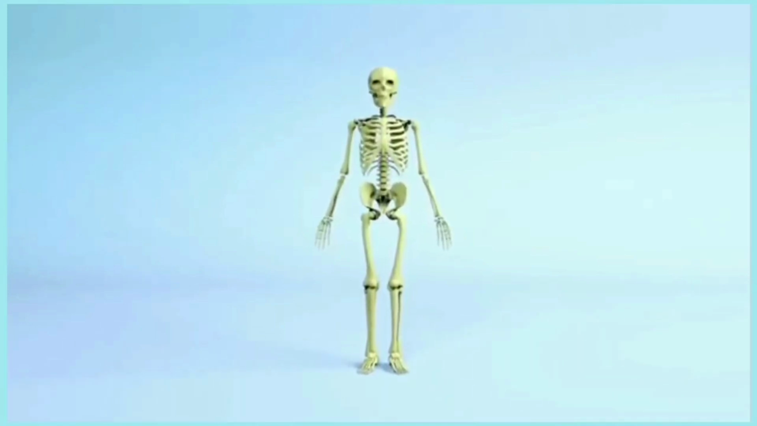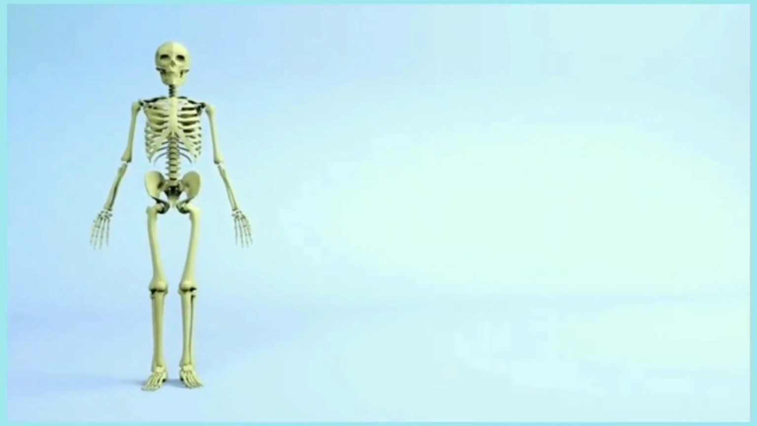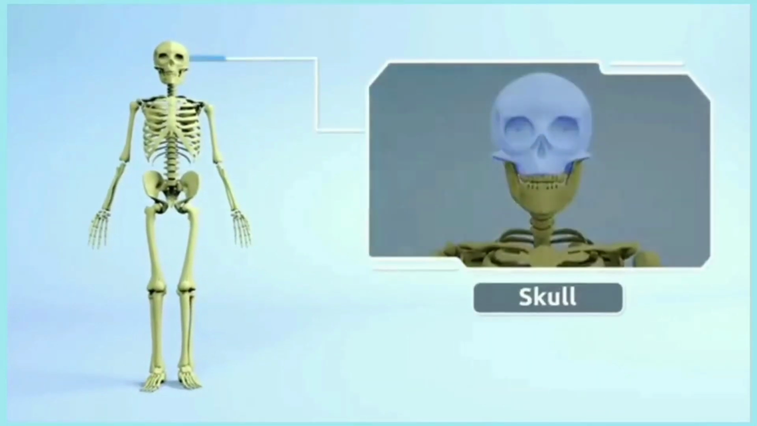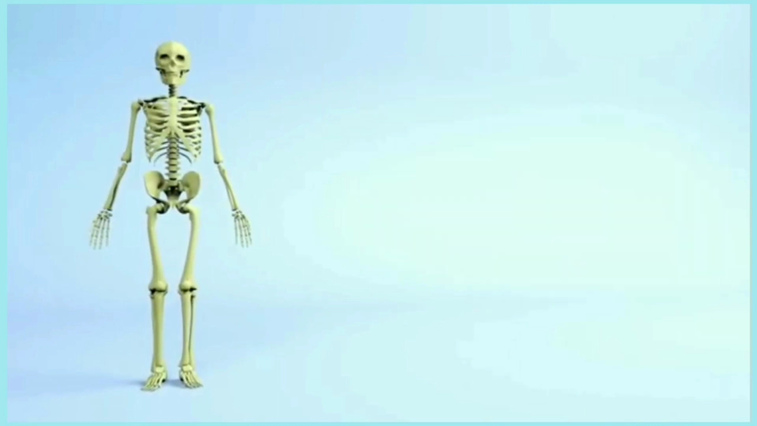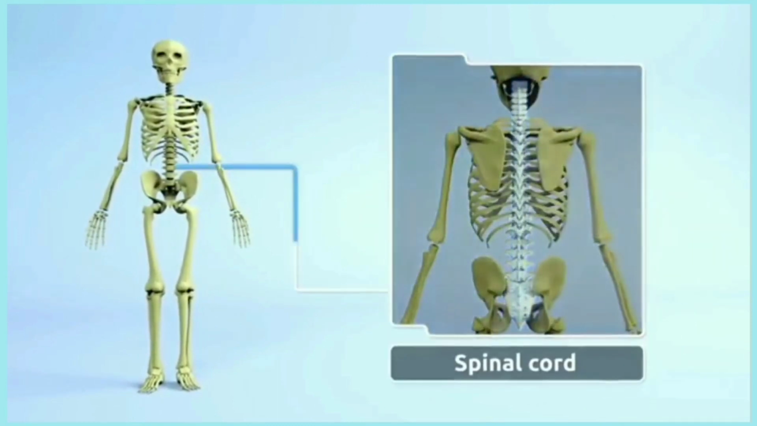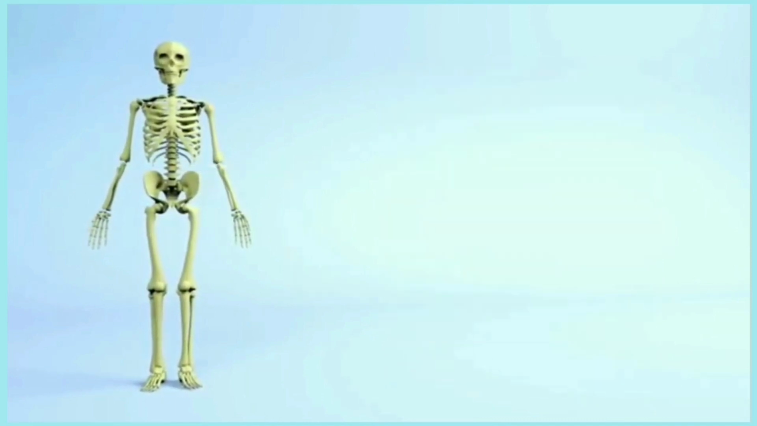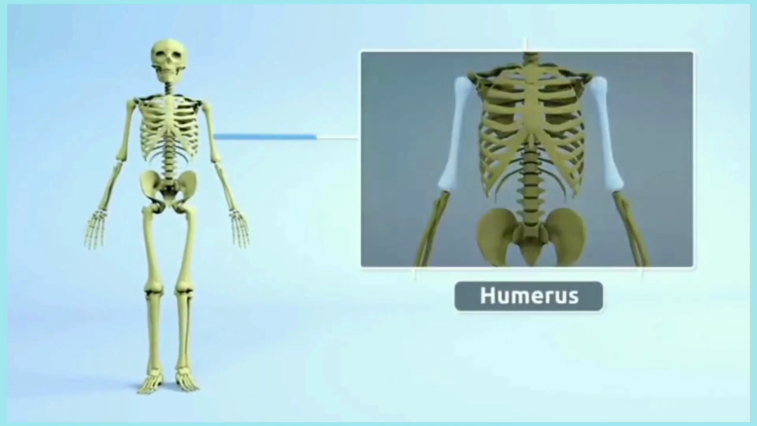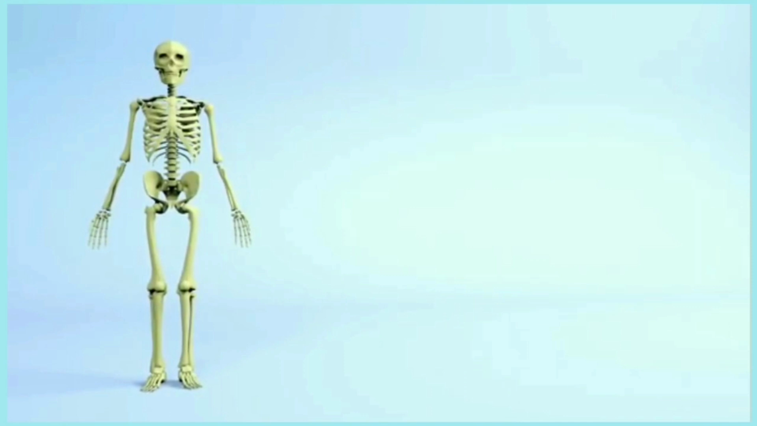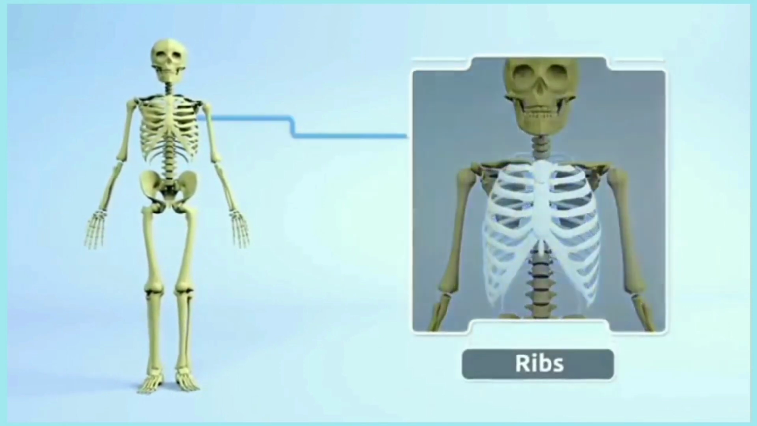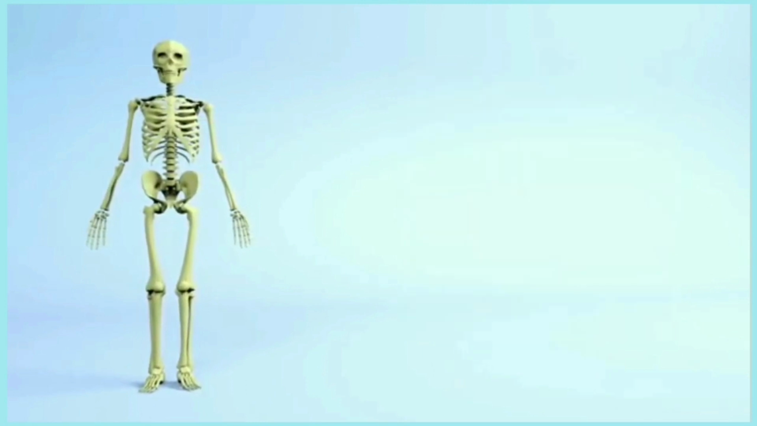The skeletal system is made up of bones, joints, and cartilage. We have more than 200 bones, like our skull, spinal cord, humerus, ribs, and femur bones.